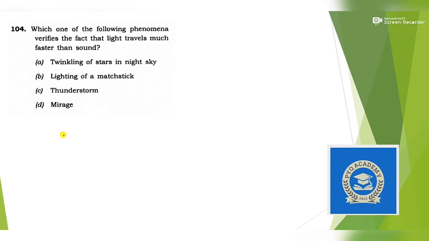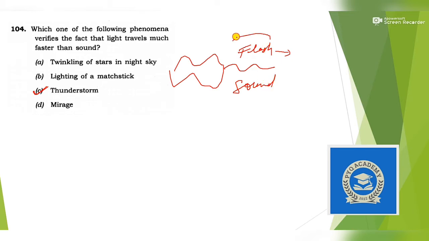Which one of the following phenomenon verifies the fact that light travels much faster than sound? The very evident example is option C, thunderstorm. In case of thunderstorm, it is seen that the flash comes first, then the sound. And this is due to the speed of light. So answer is option C. Twinkling of stars is due to atmospheric refraction, and mirage is due to total internal reflection.